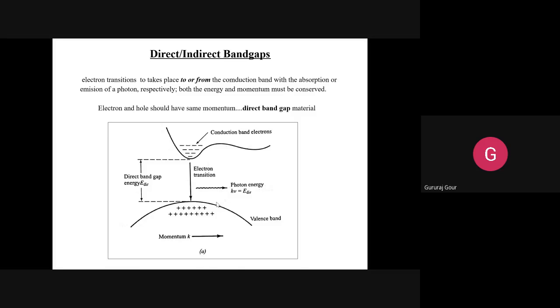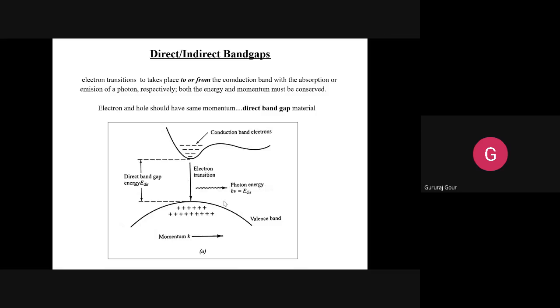So it all depends on the momentum of the electron, with what energy or velocity it is making the transition to and from between these two. Both the energy and momentum must be conserved. That's what he is telling. One should be used in another for energy to be conserved. Electrons and holes should have the same momentum. Direct band gap materials have the same momentum.